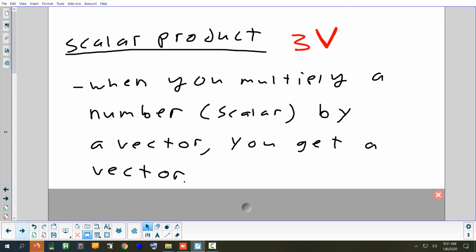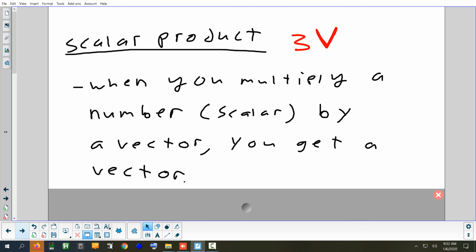Now, what kind of number do you think you'd have to multiply to make the vector bigger? Yeah. Anything larger than 1 is going to make the vector bigger. How about what would make the vector smaller and keep it pointing in the same direction? And keep it pointing in the same direction. Anything between 0 and 1? Yep. Anything between 0 and 1.